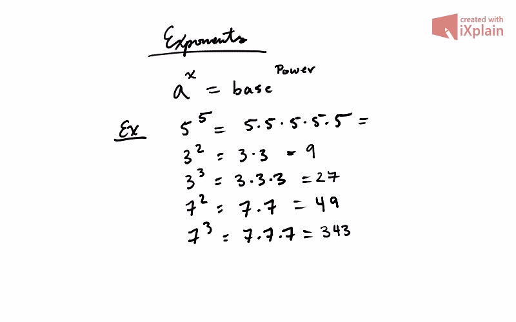And 5 times 5 is 25. So 5 to the 5th power is 5 times 5 times 5 times 5 times 5, which you should have gotten 3,125.